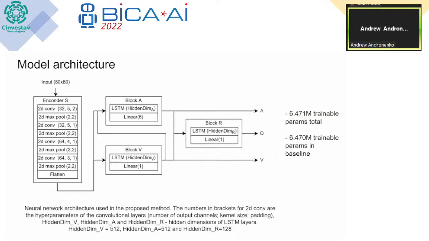And here is the resulting model architecture. It has roughly the same number of trainable parameters as the A3C baseline. It uses just convolutions to encode states and LSTMs followed by linear dense layers in blocks A, R, and V. We can see that the R block takes only 7 values as its input: 6 action probabilities and 1 value estimation at each step.